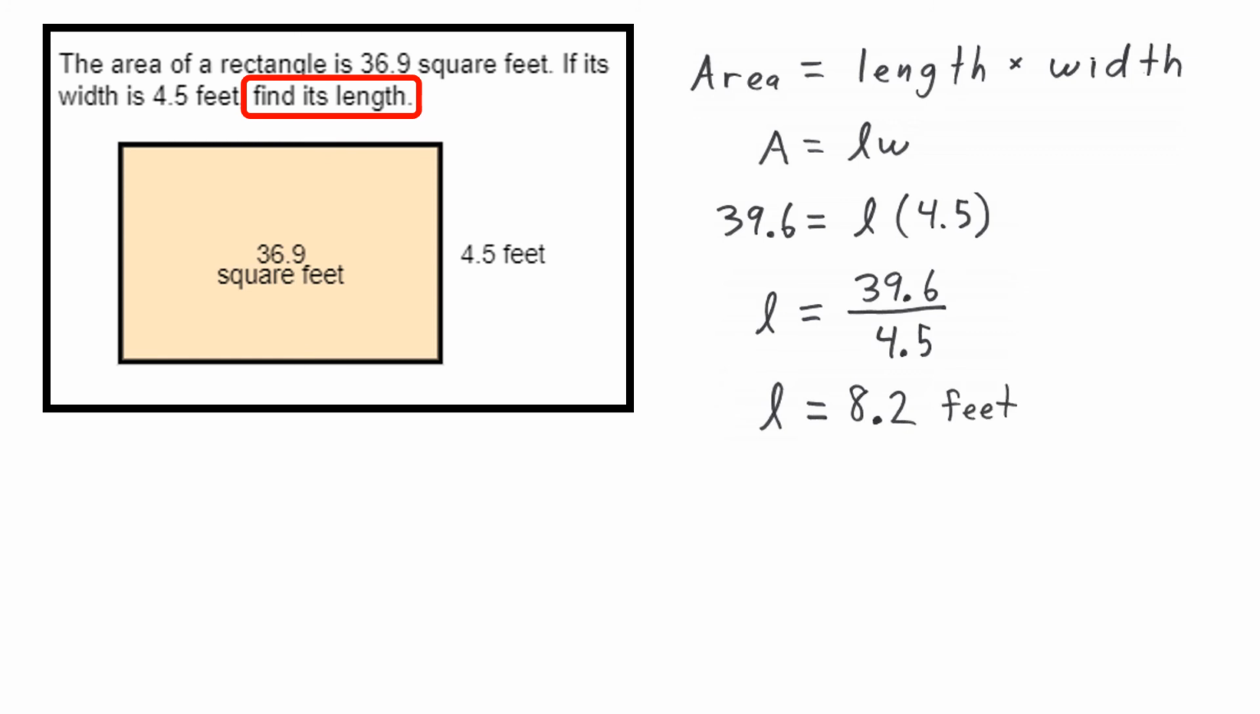The units are feet. Notice that in this question, the length and the width both are measured in feet, and the area is measured in square feet. This is our final answer. In summary, if you know the area and you know the width, you can divide the area by the width to find the length.